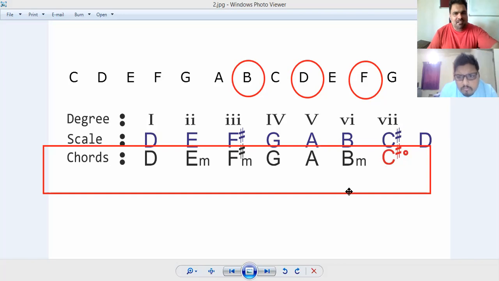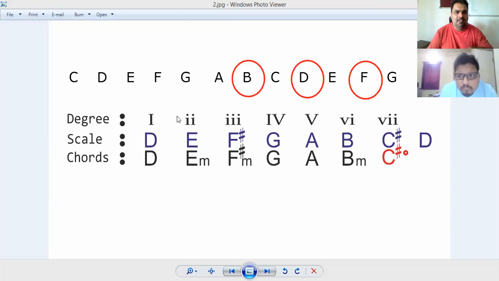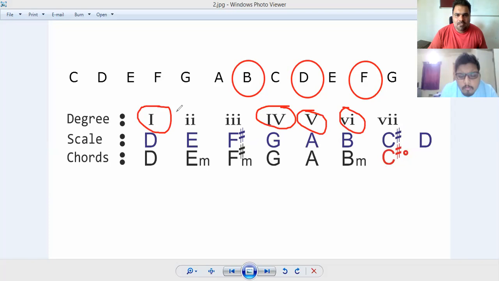So you see it is following the same pattern. Your 1, 4, and 5 are major chords, and your 6, 2, and 3 are minor chords. So these are your minor chords. Noticed?